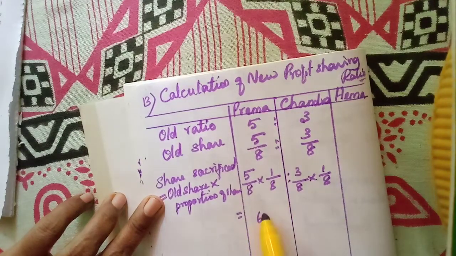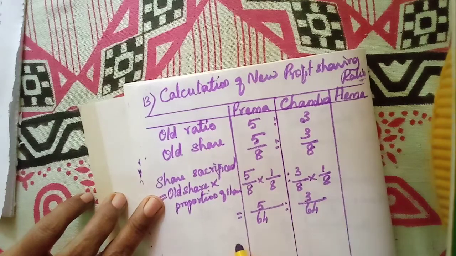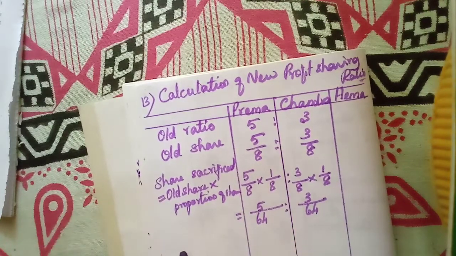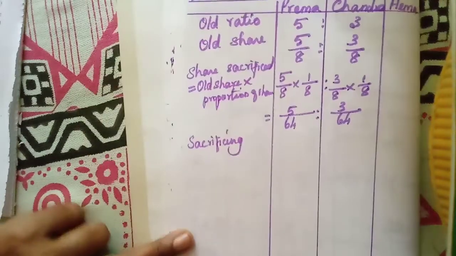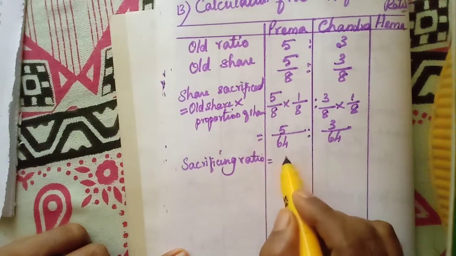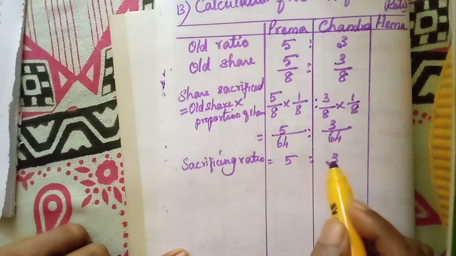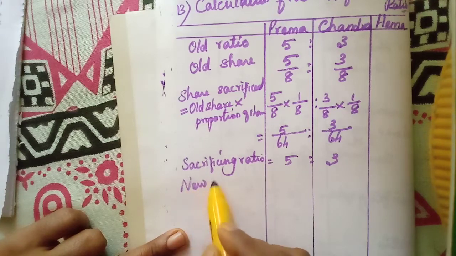8 8s are 64. Okay. 5 1s are 5. 8 8s are 64. 3 1s are 3. Okay, here what is the sacrificing ratio? Sacrificing ratio is 5:3.